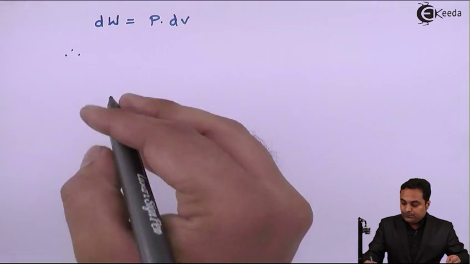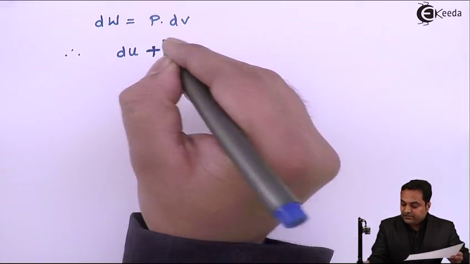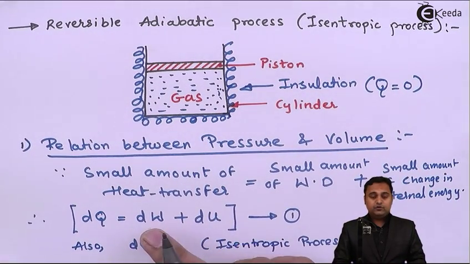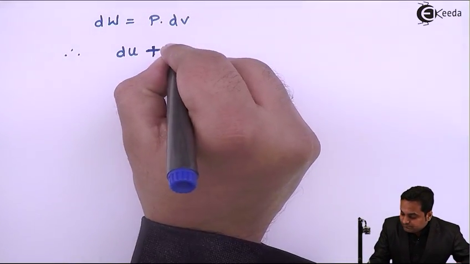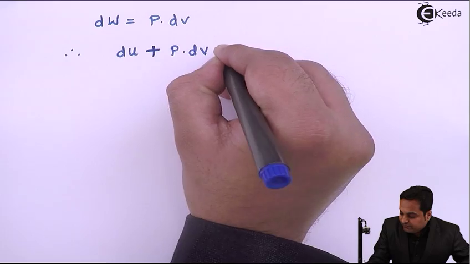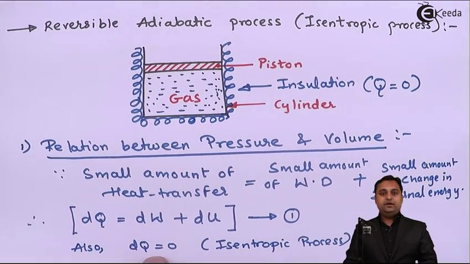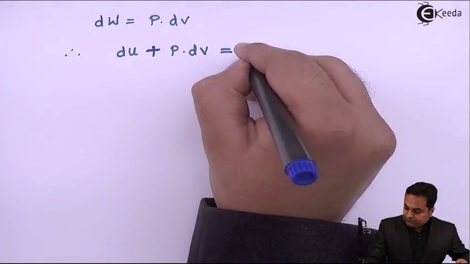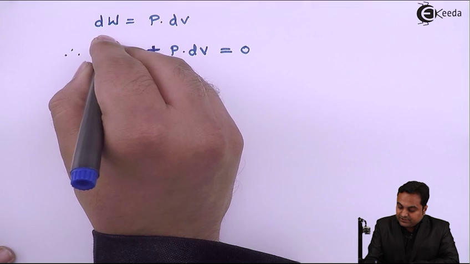so that the answer comes in a specific form. So it will be dU plus dW, which is the small amount of work transfer. For dW, in place of it I can write P into dV, and that is equal to dQ, which is the amount of heat transfer, and that is 0. So it is equal to 0. Next, I will be keeping this as equation number 2.